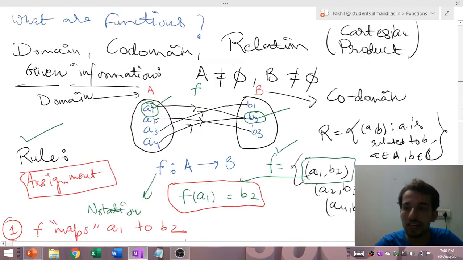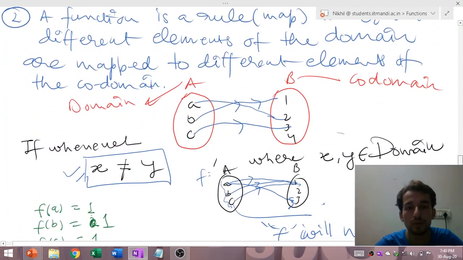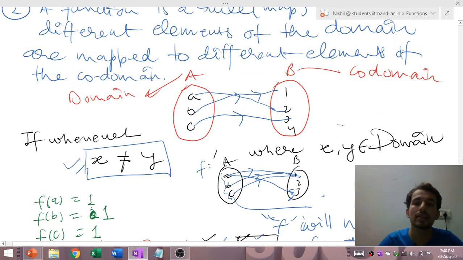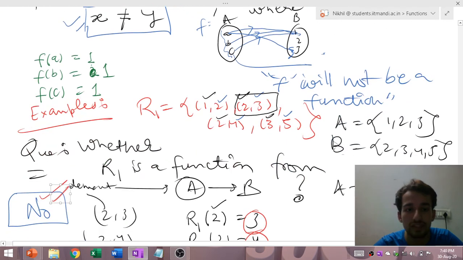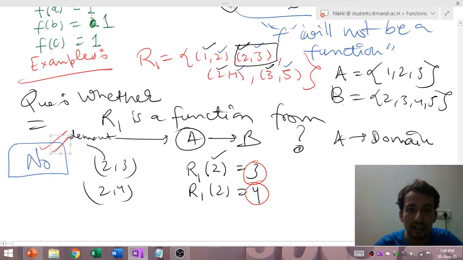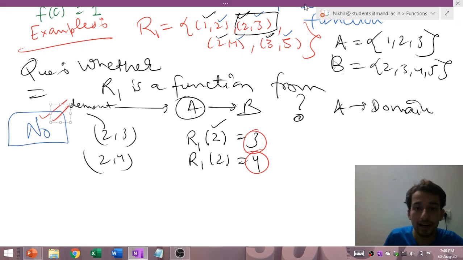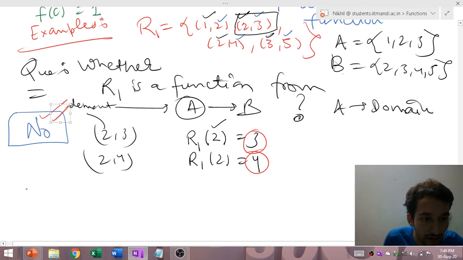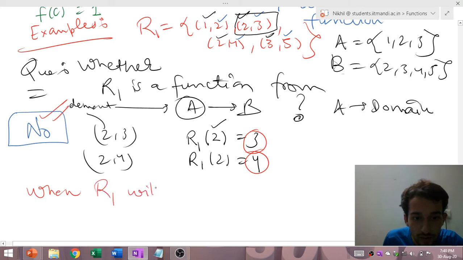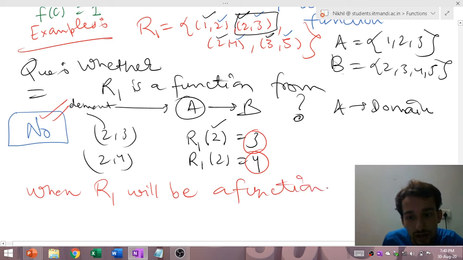Next, we have used arrow diagrams, such a diagram from set A to set B was an arrow diagram, and this is a particular example which we have just taken, to check whether the relation is a function or not. It was not a function. So again there is a question: when will R1 be a function?